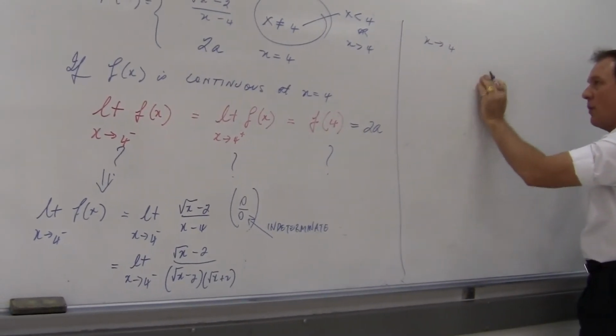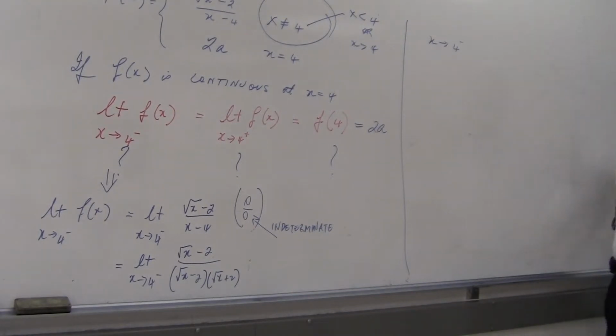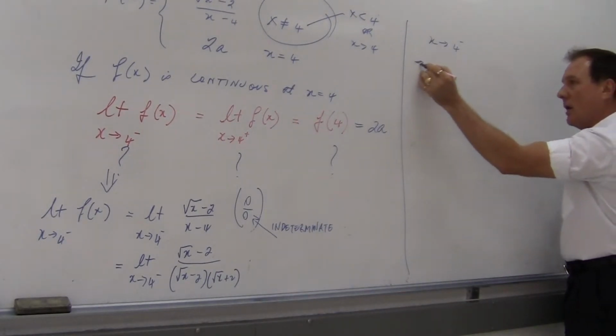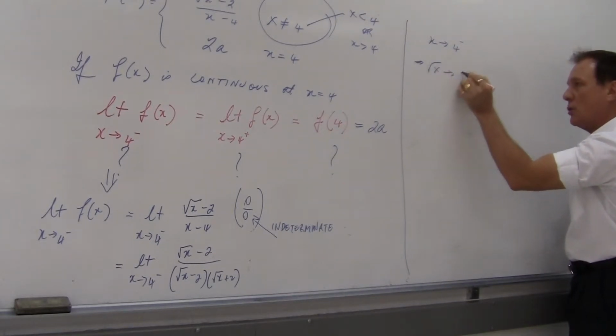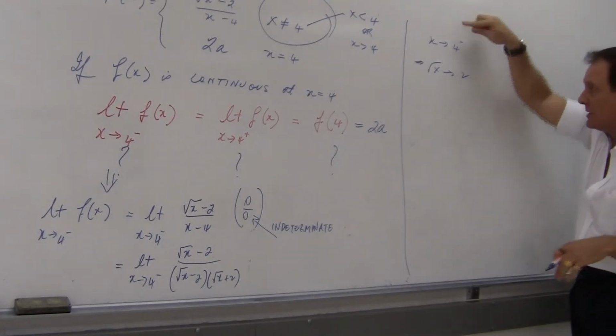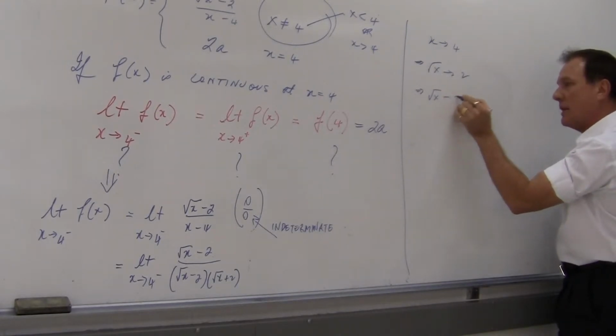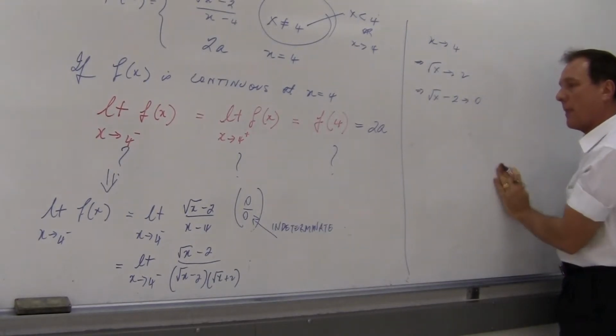X is approaching 4. It doesn't matter whether it's below or above. Okay, if I put that there like that, that doesn't matter. Right, X is approaching 4. So here, root X is approaching 2, just taking the square root of both sides because they're both going to be positive. Let's get rid of that. Alright, so root X minus 2 is approaching 0.